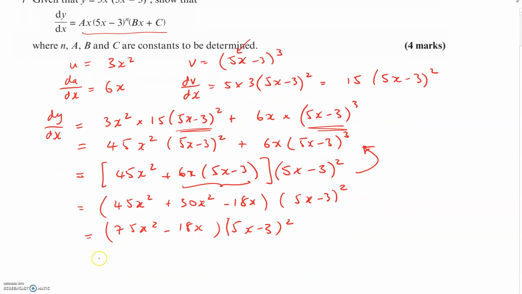And finally, writing it as they want it up here, ax times the bracket plus times bx plus c, I could pull out an x. I could also pull out a factor of 3, and that would leave me with 25x minus 6, and that's now in the form that they wanted.